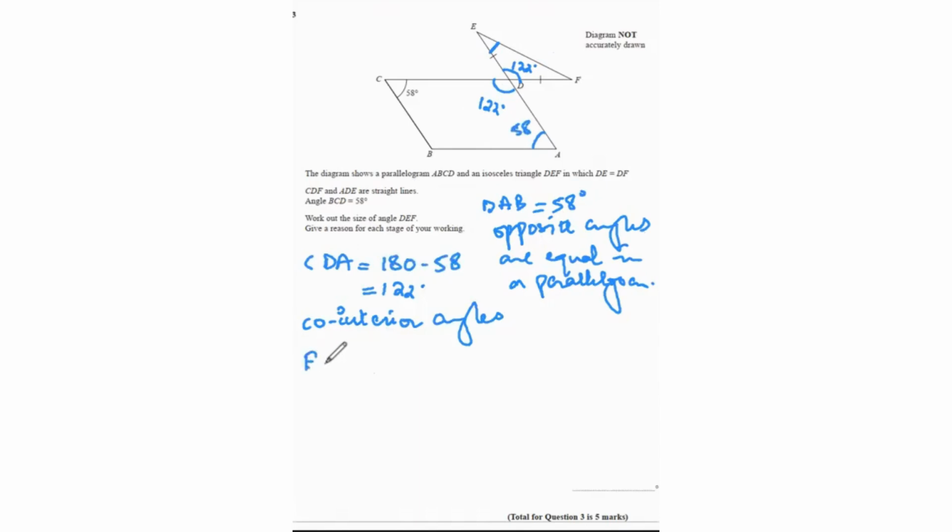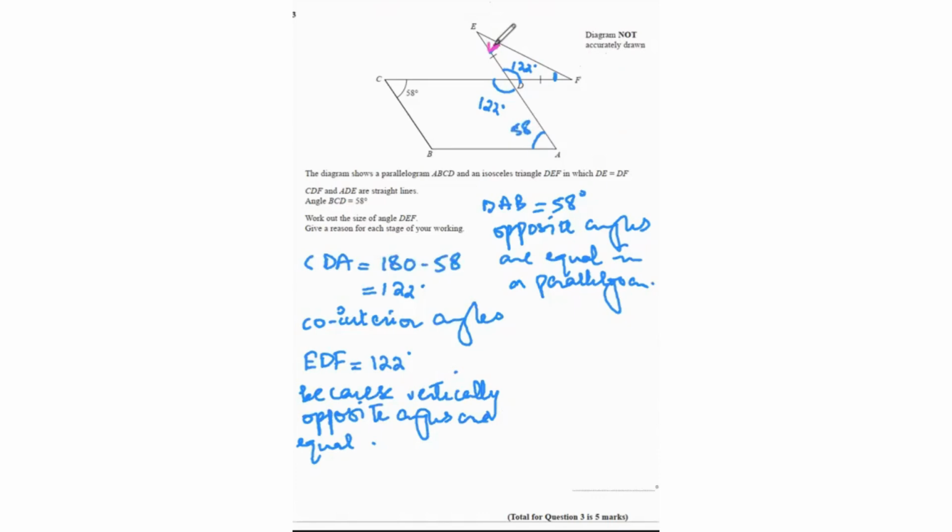So EDF equals 122 because vertically opposite angles are equal. So since DEF is an isosceles and these two lengths are equal, which means these two angles are also going to be equal.